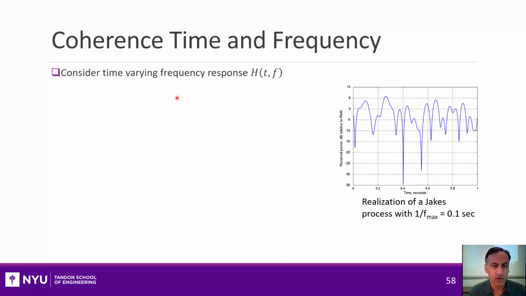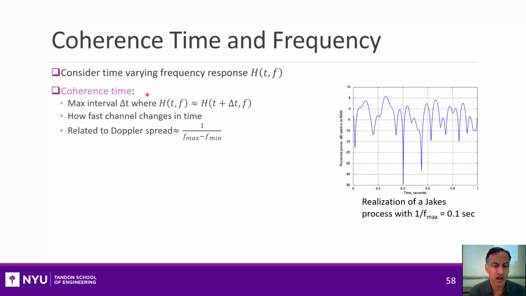of integrals. All right, so I talked before about coherence time and coherence frequency. Let me revisit these concepts in the context of a statistical model. So imagine we have a time varying frequency response, h_t(f). The coherence time is roughly the duration of time that can transpire where the channel doesn't change significantly.